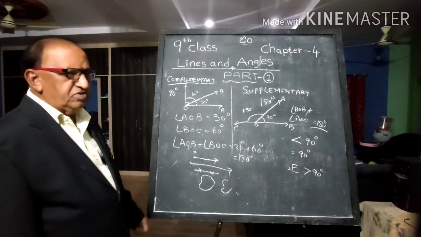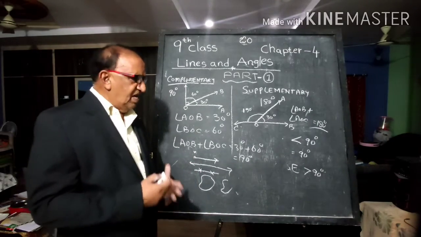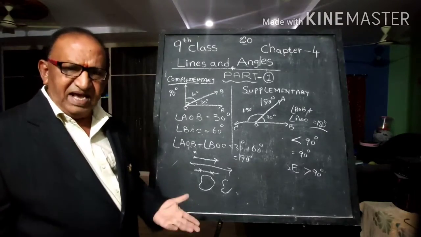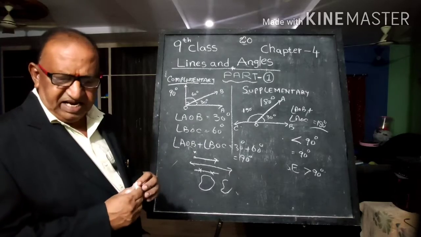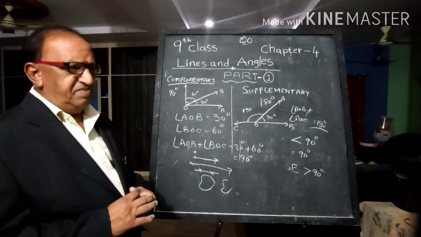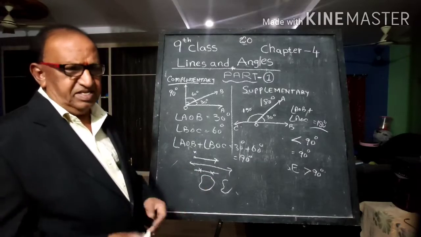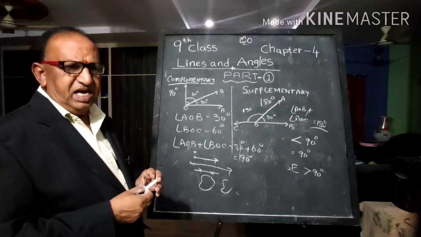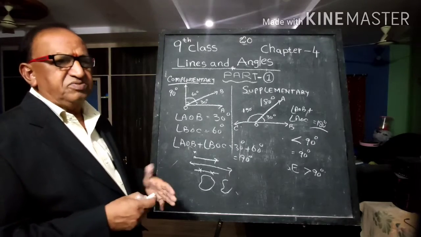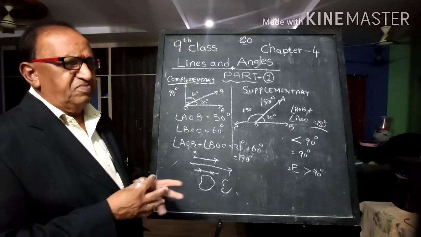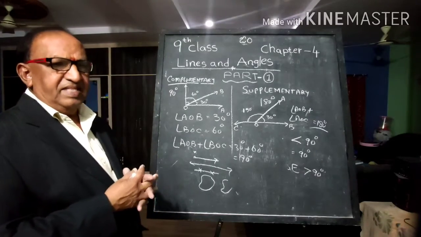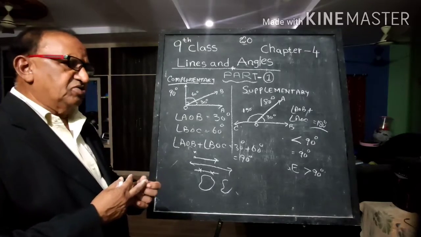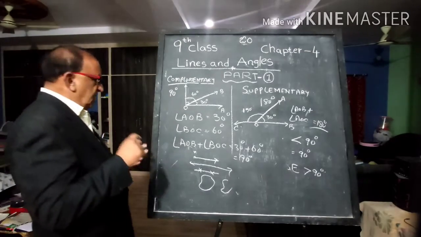Then I also told you how an angle is formed. If two lines are parallel, that means the distance between the two lines is always the same, then the lines are called parallel lines. That means they don't meet at any place. They are always at the same distance. Then we have intersecting lines. If the lines meet at one point, or intersect at one point, then the lines are called intersecting lines.